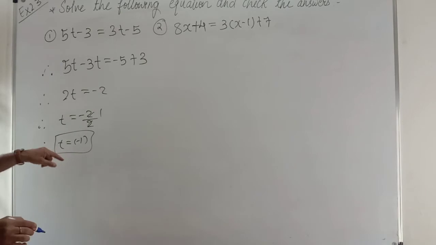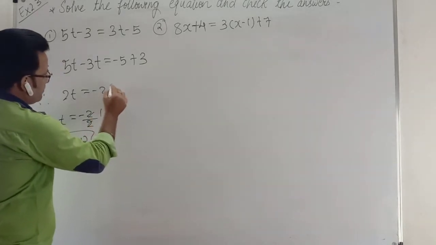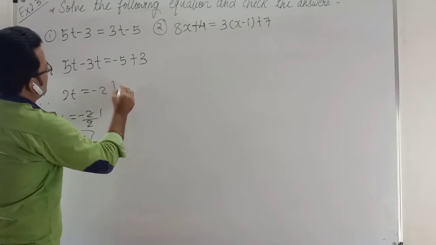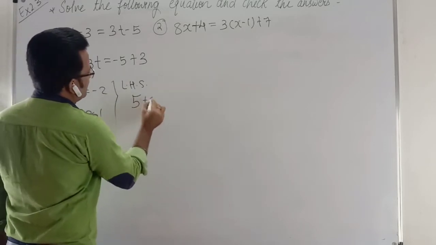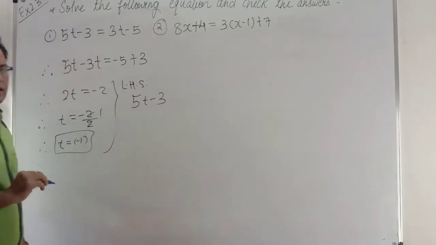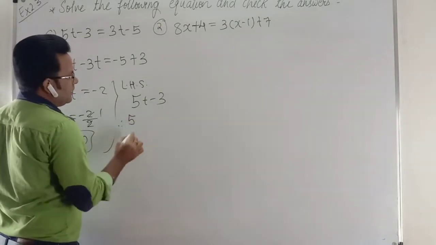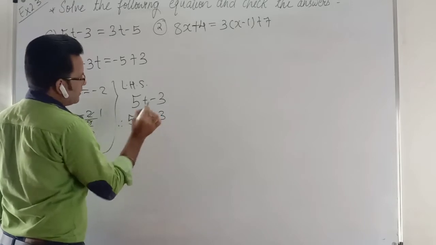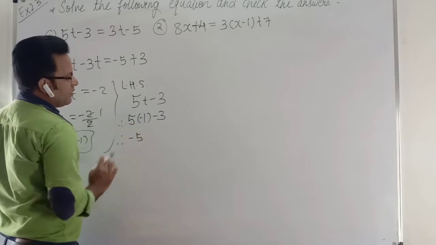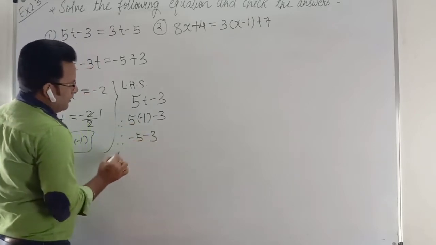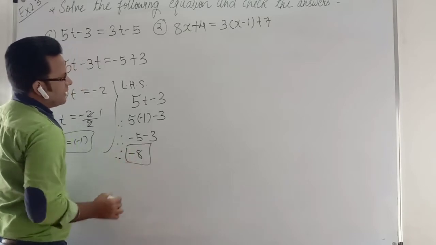Now we have to substitute the value of t in both the sides. Okay? So here your LHS is 5t minus 3. Okay, now put the value of t. Therefore, 5, value of t is minus 1, minus 3. Therefore, 5 ones are 5, but the sign of minus. Minus minus plus. So here the answer is minus 8.